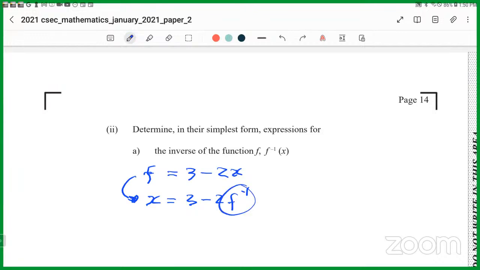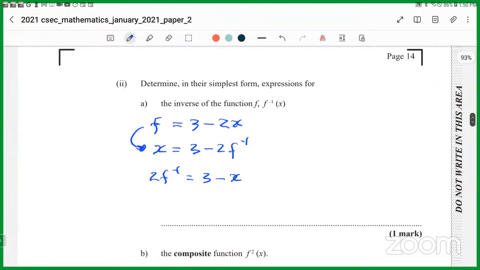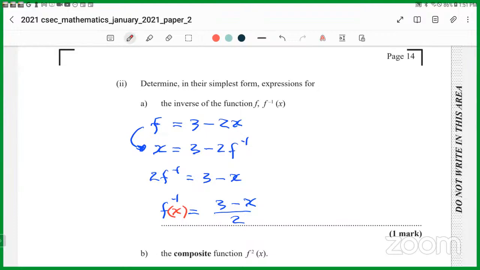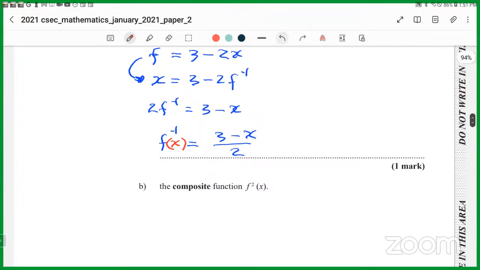I want to make this the subject. What I'm going to do is take all of this and bring it over this side, make it positive first, and take this x over this side. I'm going to get 2f to the -1 equals 3 minus x. And then to make this the subject, I'm going to take this 2 and divide it under. I'm going to get f to the -1 equals 3 minus x over 2. This is really f to the -1 of x. So then put that back in there: f to the -1 of x. And that is it.